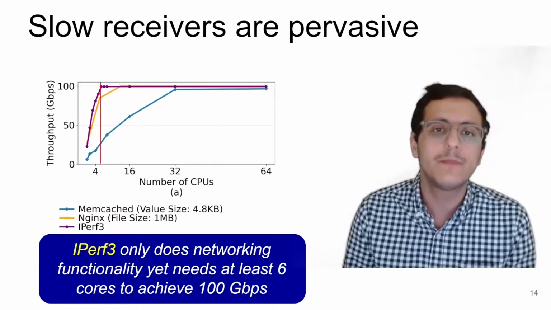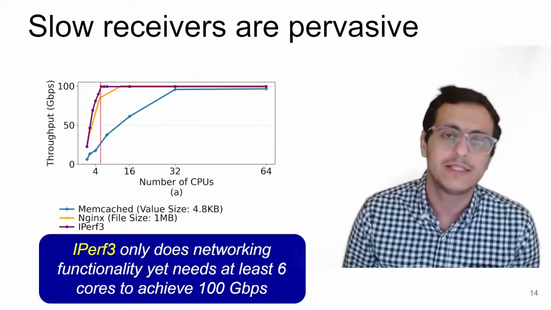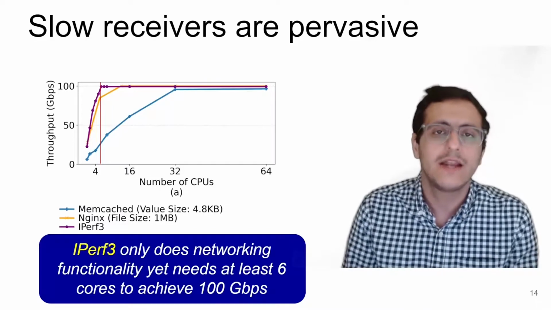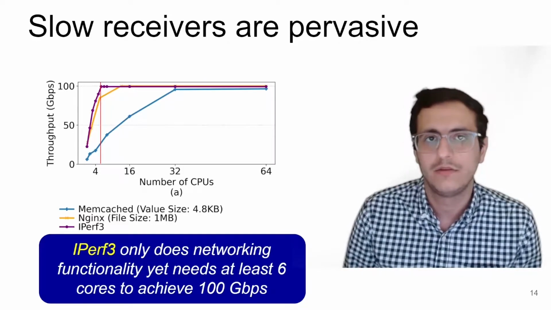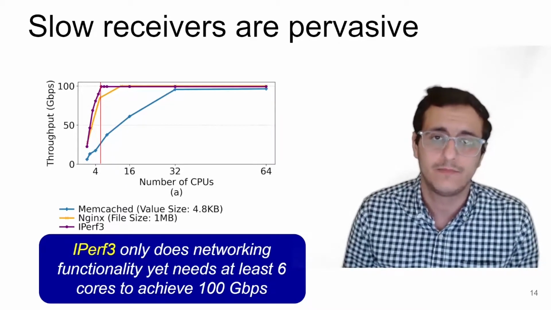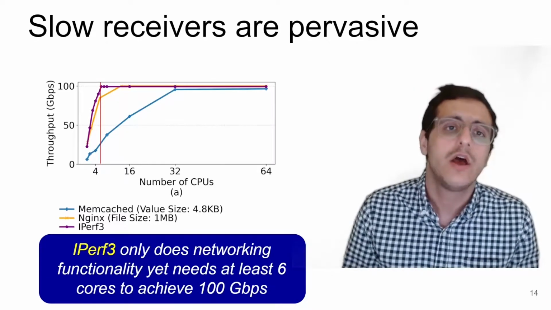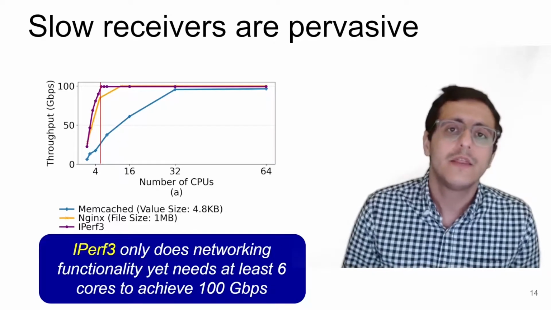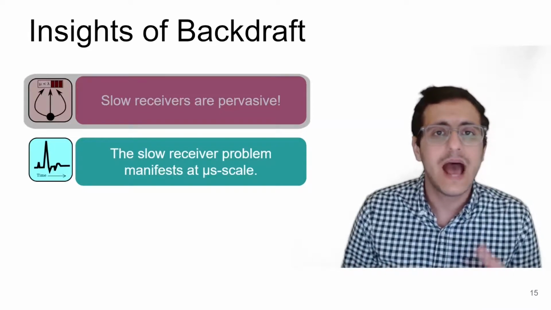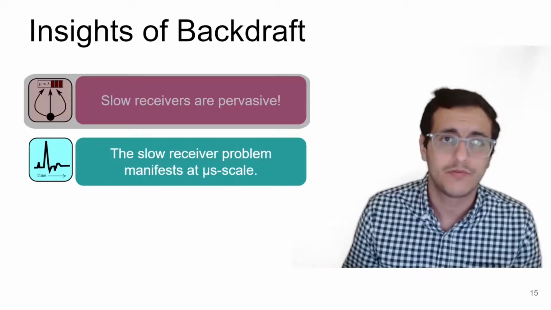We also tested with a simple application like iPerf3, and the interesting bit about it is that this application doesn't have complex logic, and all it does is networking functionality. And yet, it requires 6 cores to achieve 100 gigabit per second. We repeated a similar experiment with a DPDK-based implementation of, for example, memcached, and the results are similar. The message here is that the application design is actually important to drive line rate or higher rates.